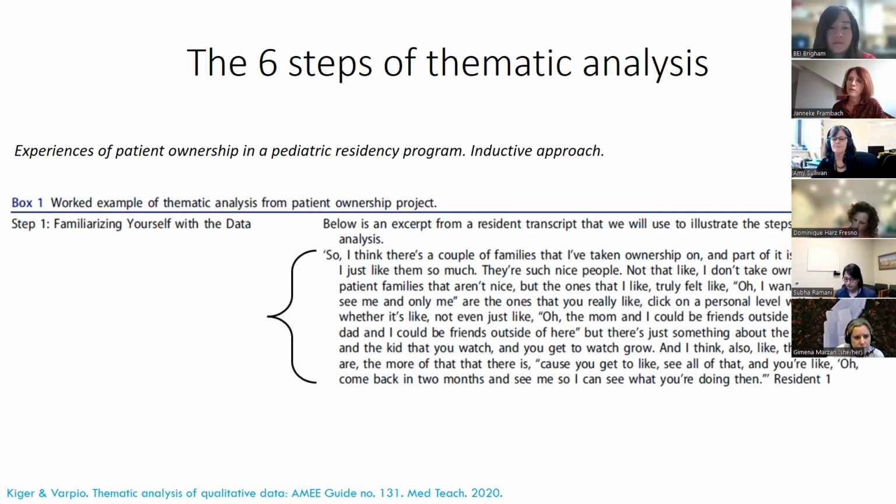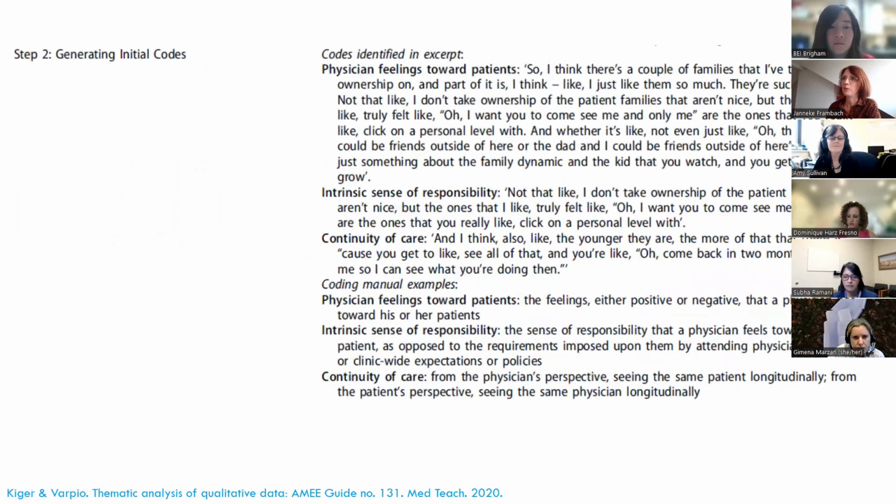So step 1 is familiarizing yourself with the data: reading through your transcripts, especially if you did not do the interviews yourself. Just take a minute to read this part here, which has the brackets. All right, so this is obviously a bit artificial, in that it is only one small quote rather than a whole data set. But let's move to step 2, which is about generating initial codes.